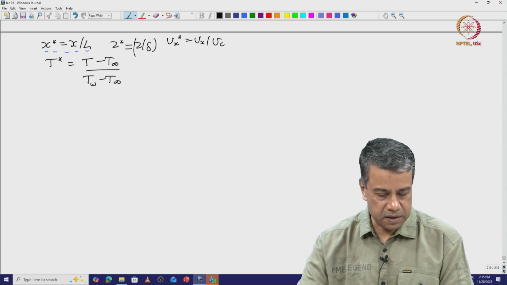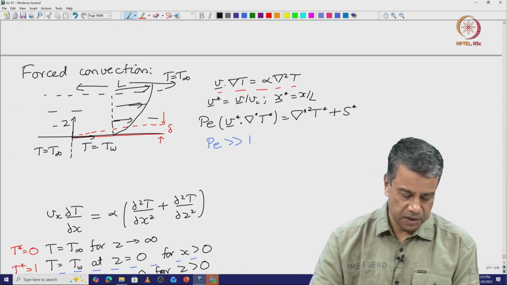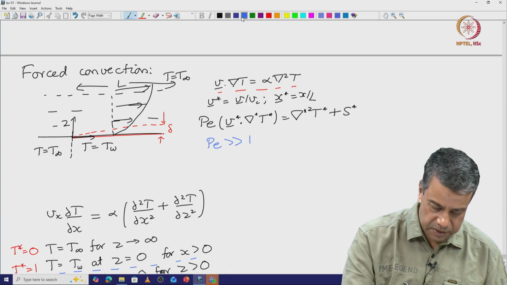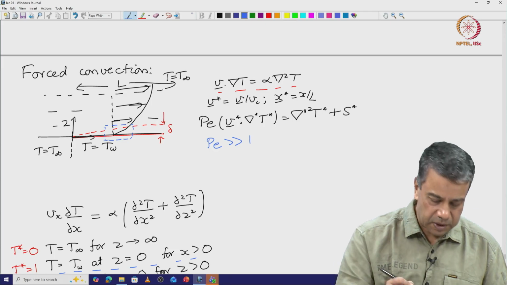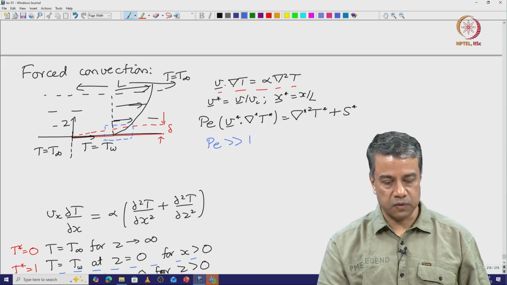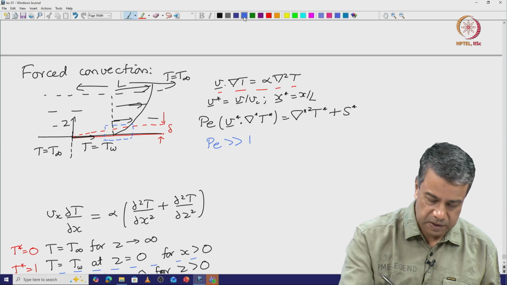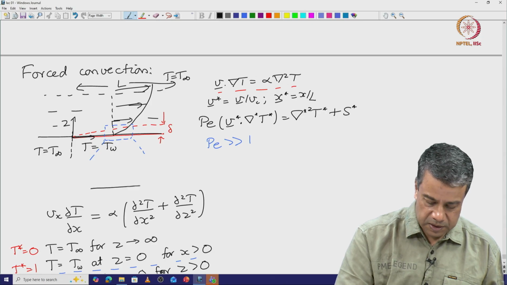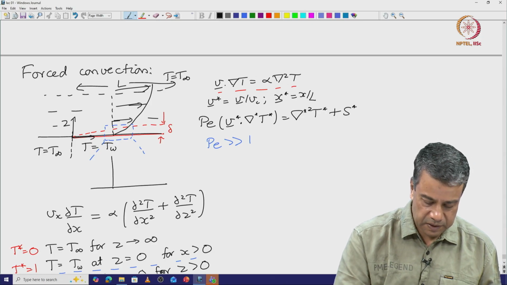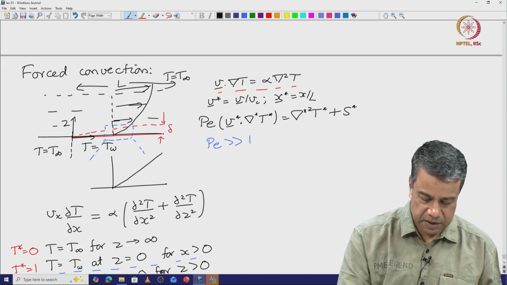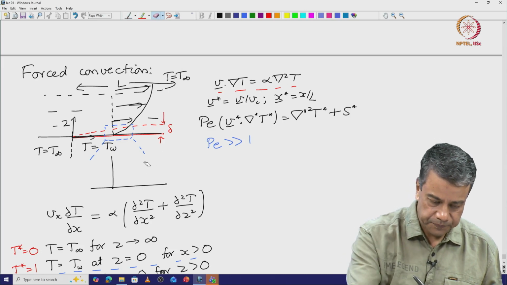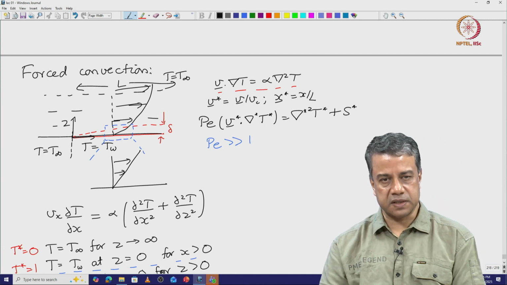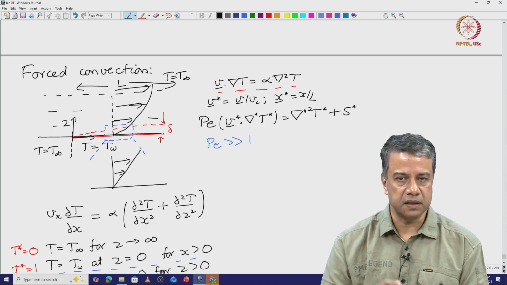Note that within this thin region of order delta close to the surface, what matters is not the velocity field in the flow, but rather the velocity field close to the surface. And close to the surface, you can see that the velocity field within this thin region is increasing linearly from the surface, because the velocity has to be 0 at the surface and it has to increase linearly from the surface.